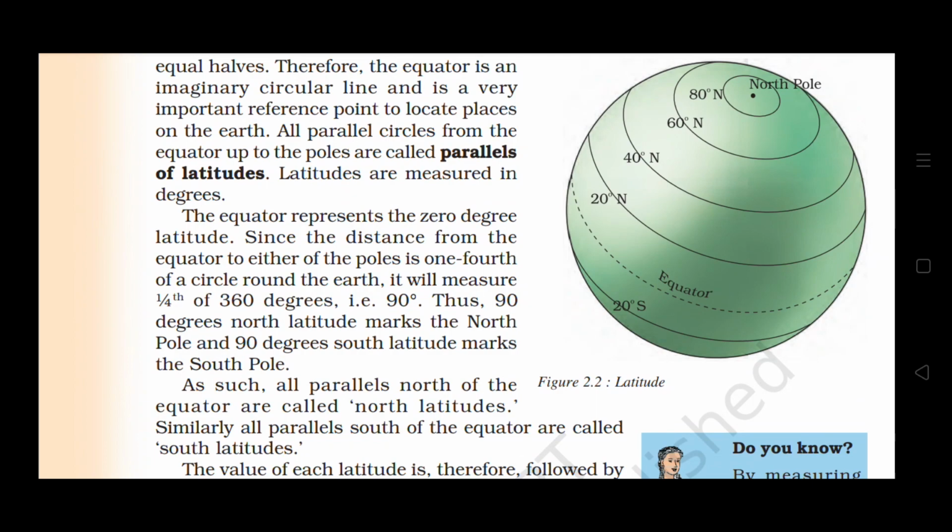Any parallel line above the equator has a degree measurement with north as a suffix. You could say 20 degrees north if the line is above the equator. If it is below, you use a degree measurement with the suffix south. For example, 20 degrees south, 30 degrees south, 90 degrees south. That is the basic way of naming the latitudes above and below the equator.